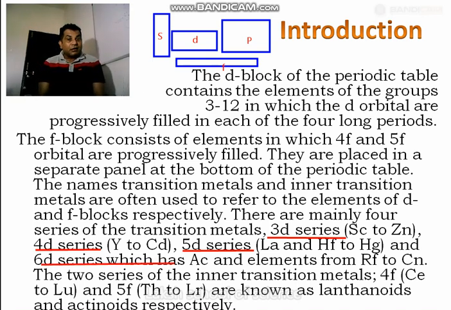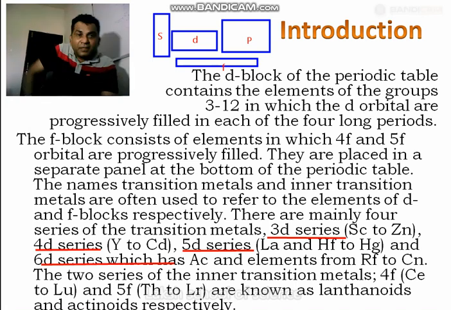And the 6d series, which has actinium, and actinium is reaching to rutherfordium to copernicium. Okay, so these are our d and f block elements that you understand. So Rf is rutherfordium and Cn is copernicium, so that you can understand.